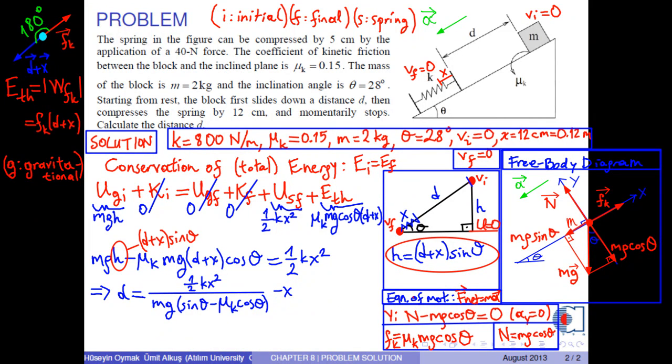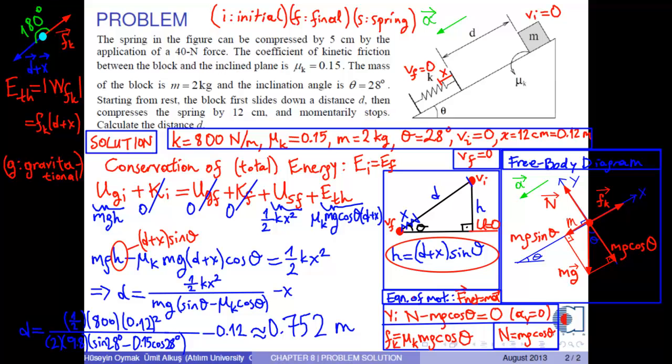if we insert the numerical values into this equation, we calculate distance d as 0.752 meters. Or equivalently, distance d is approximately 75.2 centimeters. This result brings us to the end of the discussion of this problem.